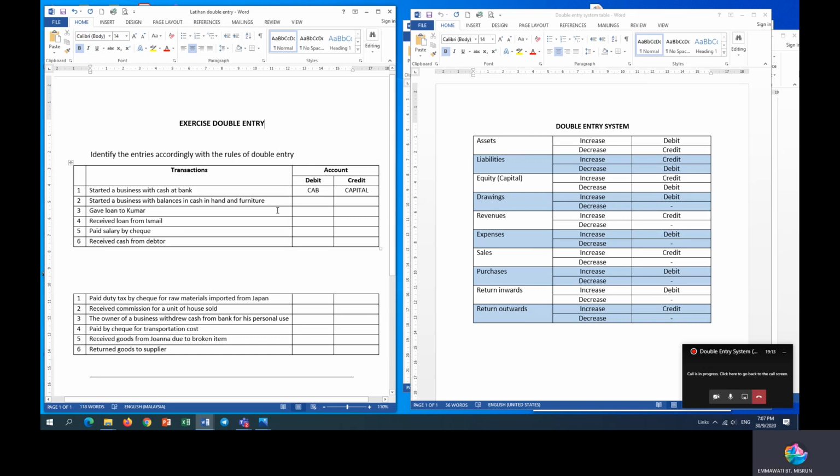Okay, so I have this first 10 sections with answers. The first is: started a business with cash at bank. So this is the business activity. What happened is you have started a business with cash at bank. So this is what is meant by number 1.